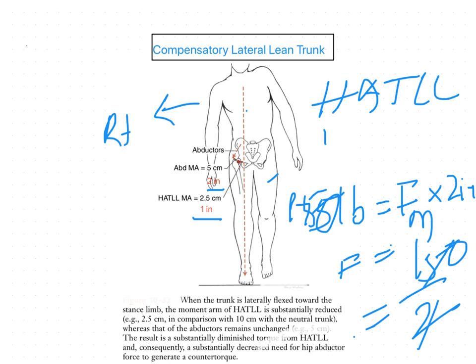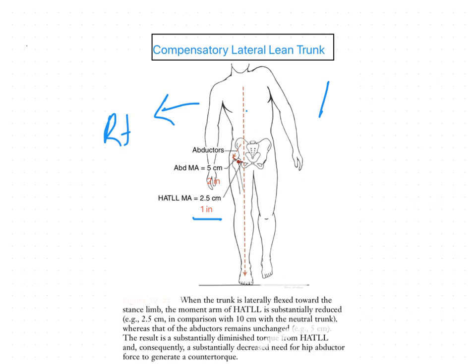So the abductor force, which is created by, this is the counter torque created by the abductors, is 75 lb. So that means it becomes half of the gravitational force. So that means 150 by 2, we will get 75 lb. So that is the abductor force.